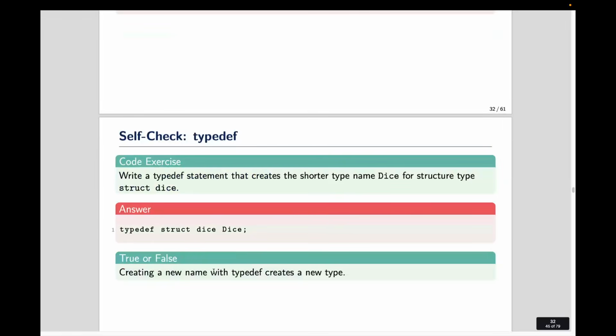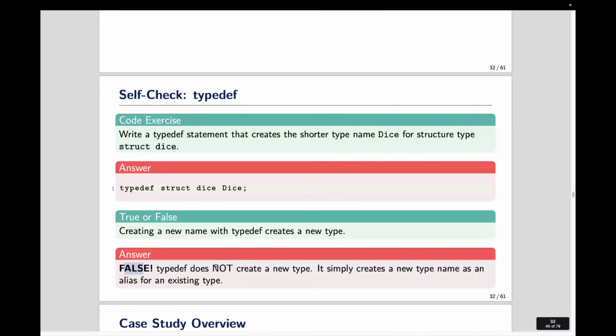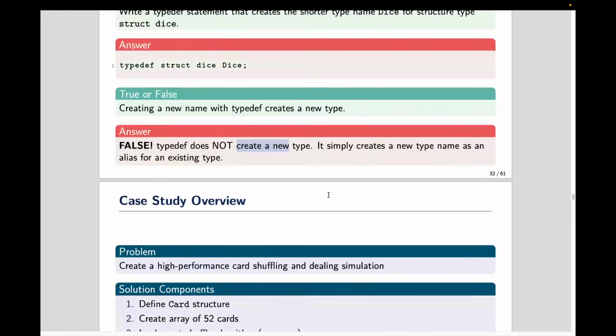Next question: creating a new name with typedef creates a new type. No, this does not create a new type. It is just an alias or a synonym, as I have already told you. So this is false. Typedef does not create a new type. It simply creates a new type name as an alias for an existing type. I hope you are understanding this typedef thing.